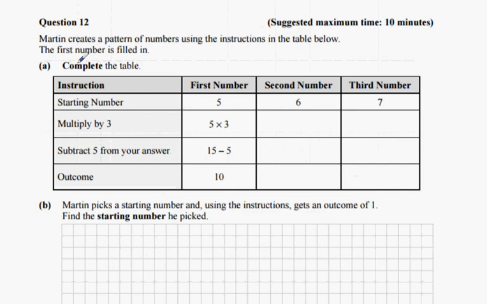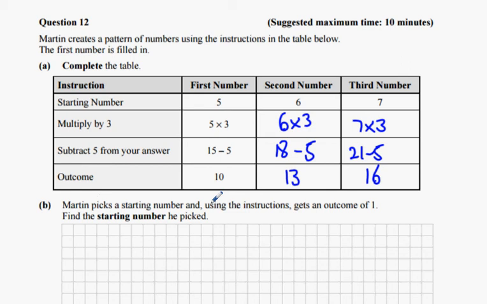Now finally the last question. Question 12. Martin creates a pattern of numbers using the instructions in the table below. The first number is filled in. Complete the table. Starting number is 5, second number is 6, third number is 7. Multiply by 3, subtract 5 from my answer, outcome. Multiply by 3 is 6 multiplied by 3, gives me 18. Take 5 away from my answer, and the answer is 13. Next one is 7 multiplied by 3, which is 21. I take away 5 from my answer, and I get 16.